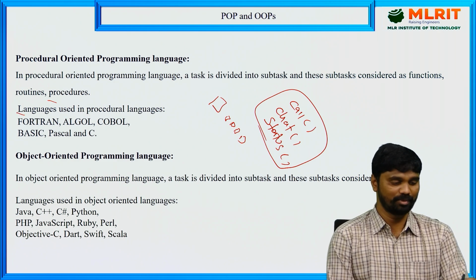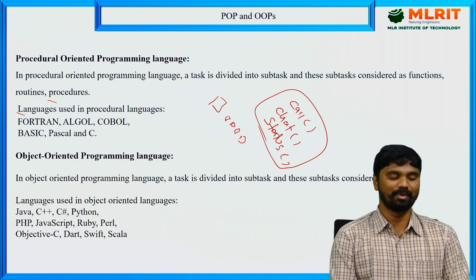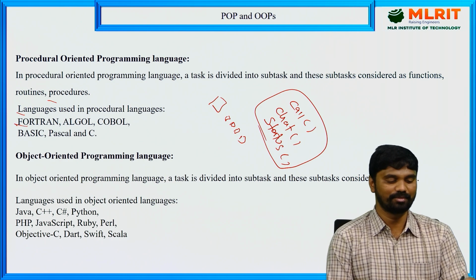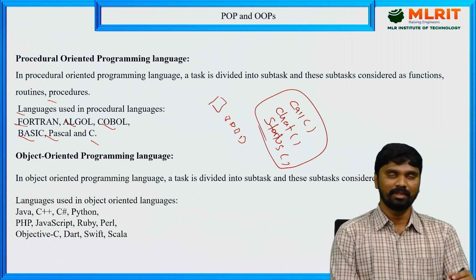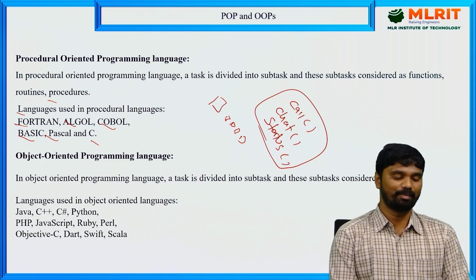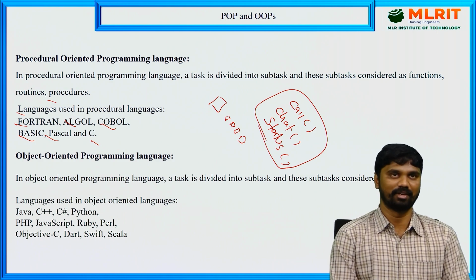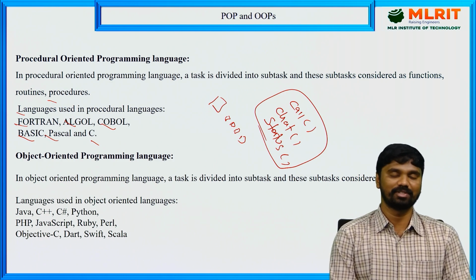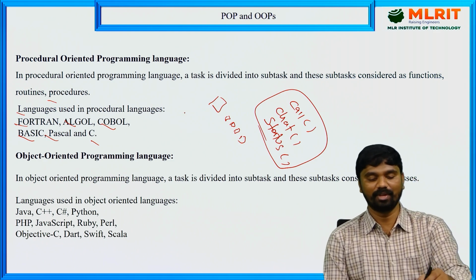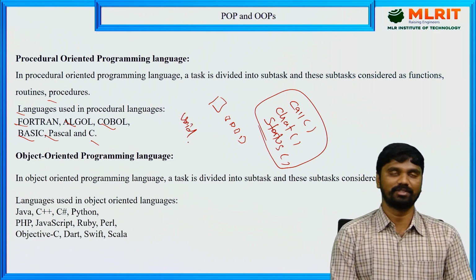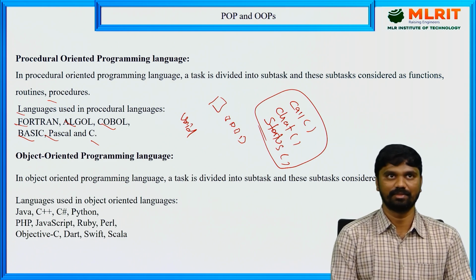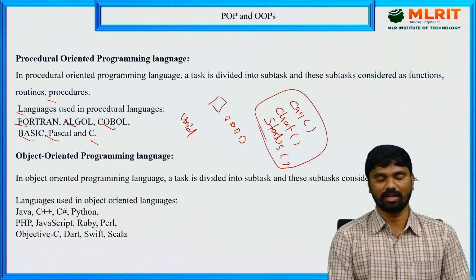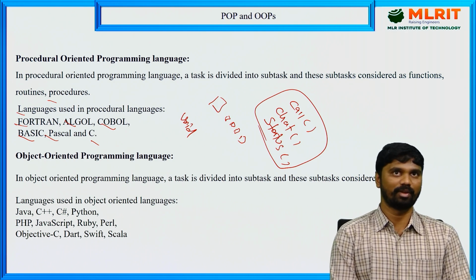Some programming examples are Fortran, Algol, COBOL, Basic, Pascal, and C. C is one of the procedure or functional oriented programming languages. That's why in C we have the main function, print functions, and scanf functions. Everything is a function. Through functions only we define things, and we have void return type functions in C. So everything we have to implement using functions, then we can achieve the task. That is the procedural oriented programming language.